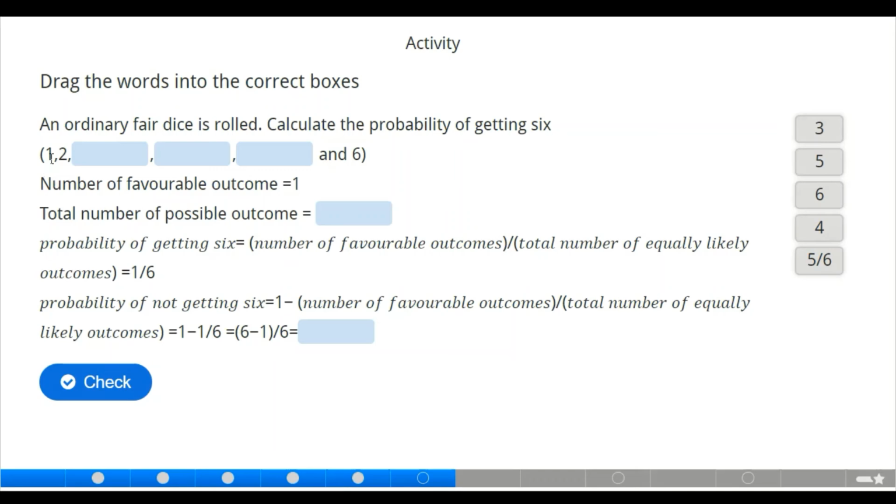Now we are to roll a dice. We have 1, towards the next one, 3. Okay, after 3, what else can we find in the die? We have 4.